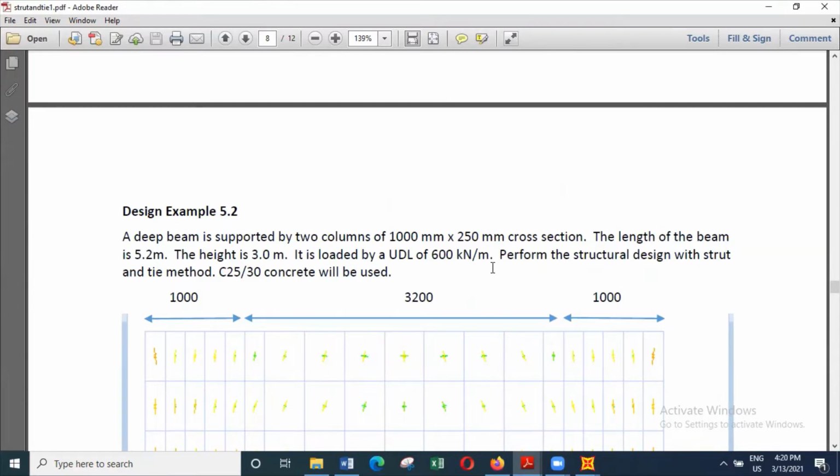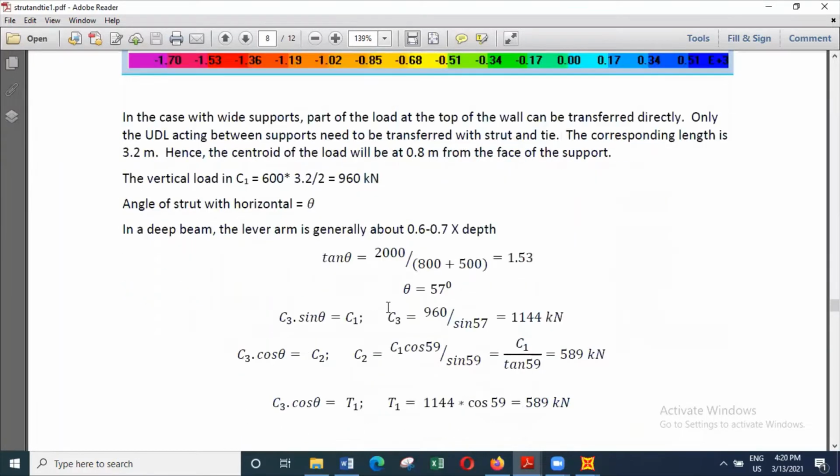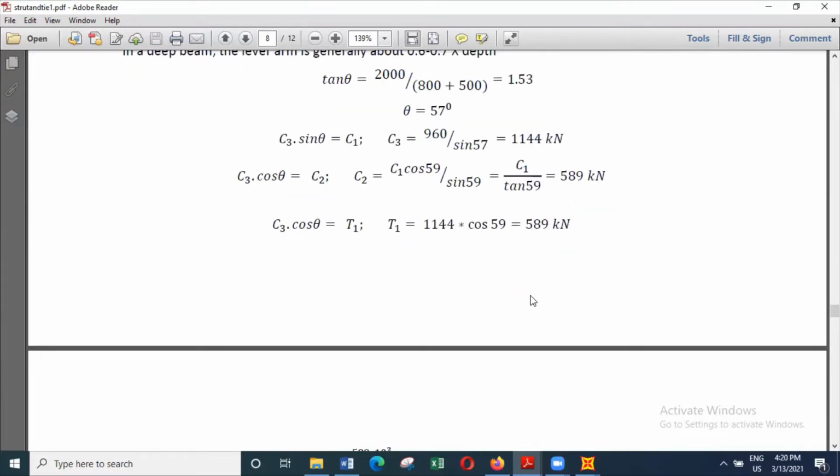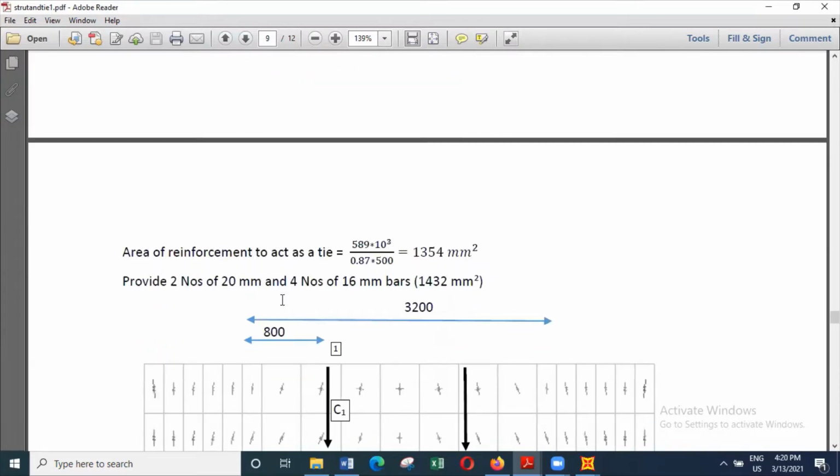Here the load is 600 kilonewtons per meter. So you can see this is a heavily loaded beam, but having wide supports. So the vertical load is 960. So once you work out these values, you will find that C3 is 1144 and T1 is 589. So you will find that the reinforcement is similar to the earlier one, but now it carries a much higher load, 1432 millimeters squared.